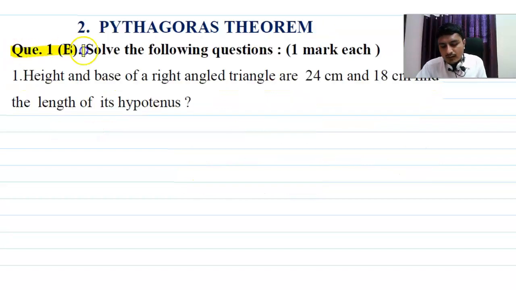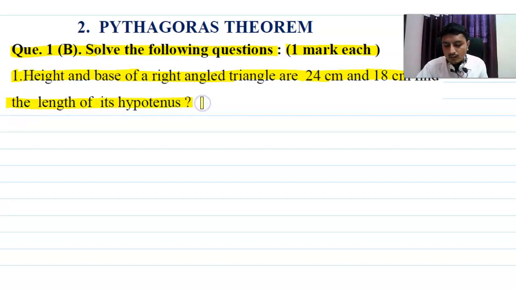Look at part B. Solve the following questions. Each is a 1 mark question. Within it, the first question: height and base of a right angle triangle are 24 cm and 18 cm. Find the length of the hypotenuse.